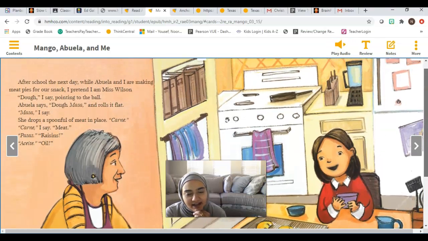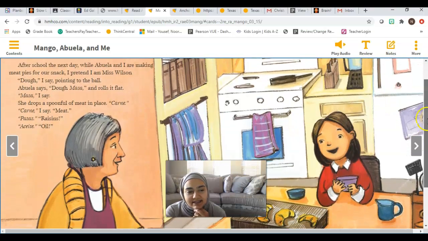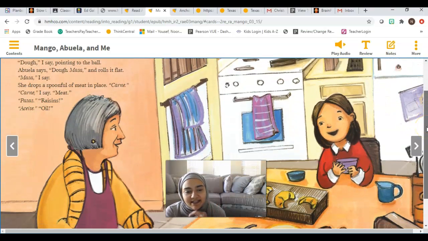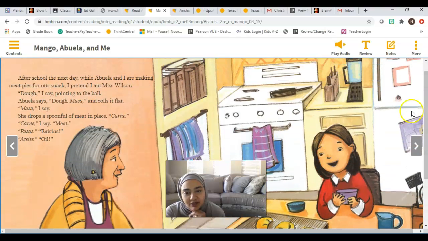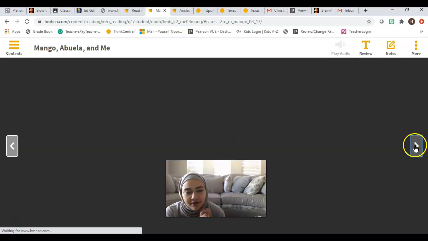So they're teaching each other how to speak both languages, right? Grandma's teaching the girl how to speak Spanish, and the girl is teaching her grandma how to speak English while they're cooking together.